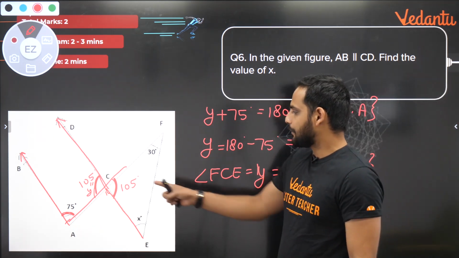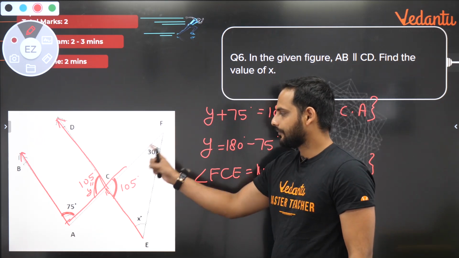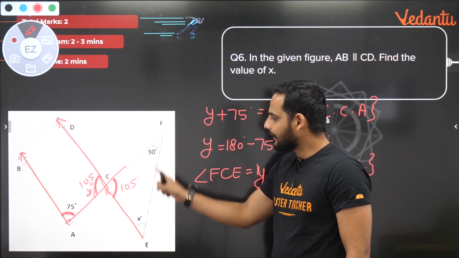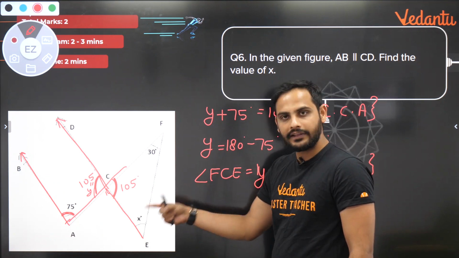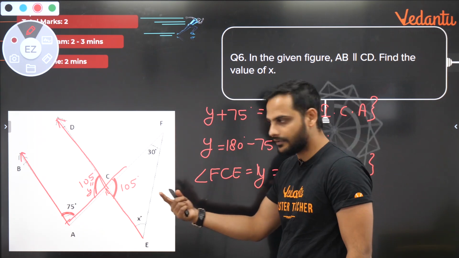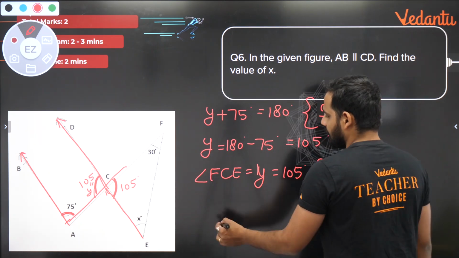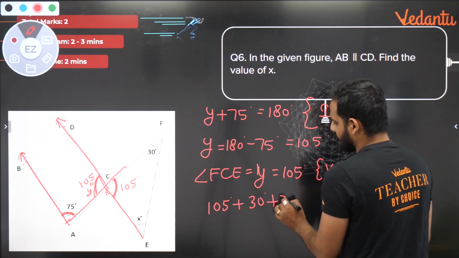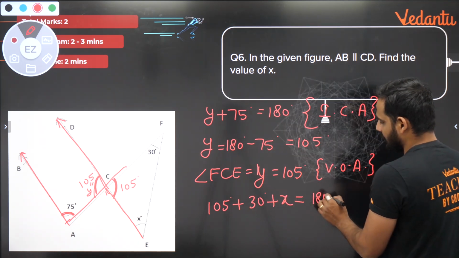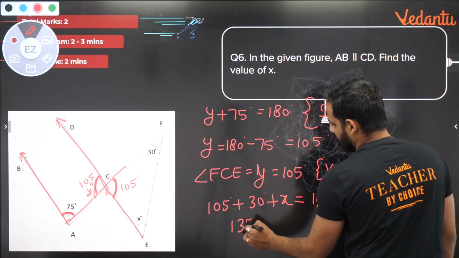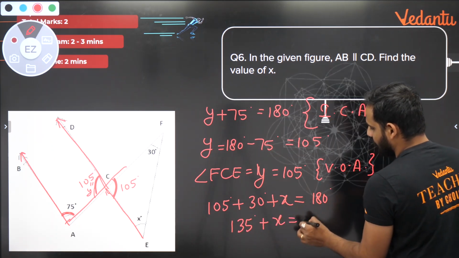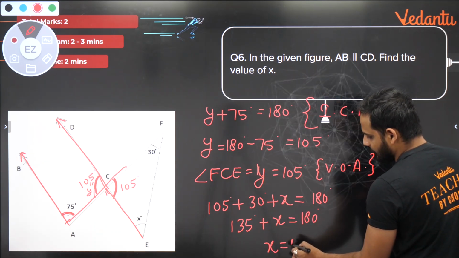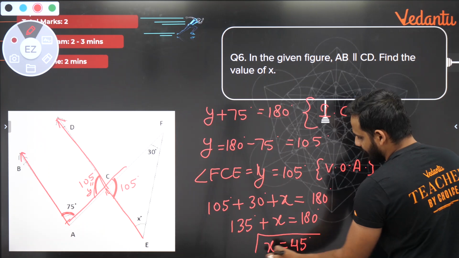Now in this part, bachcho, we know two of the three angles. So the third angle we can easily find out using the triangle's angle sum property. So I can say 105 plus 30 plus x is equal to 180 degrees. So you'll be getting here 135 plus x is equal to 180 degrees. That means x is equal to 180 minus 135, which is equal to 45 degrees.